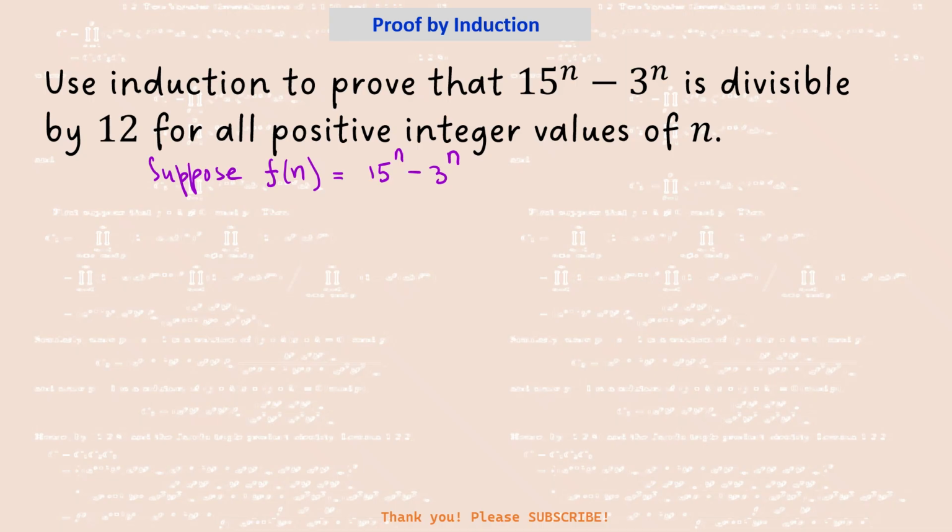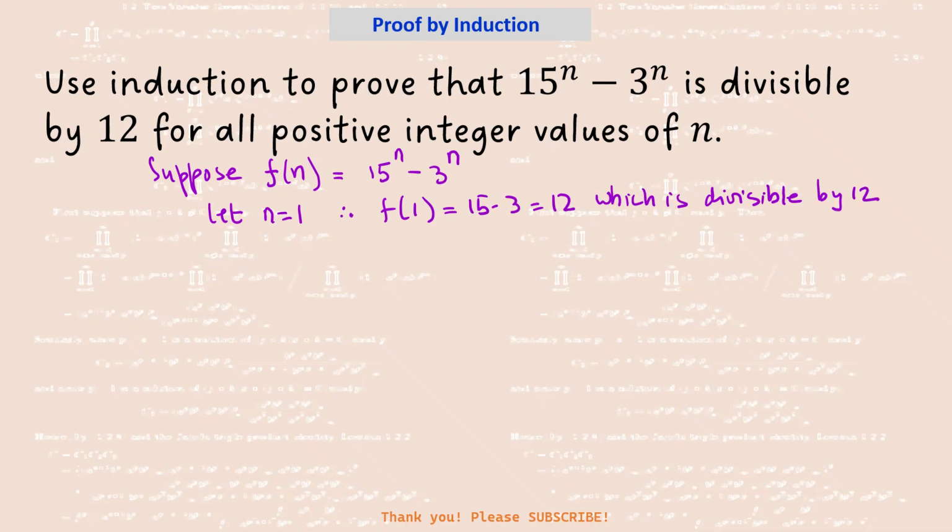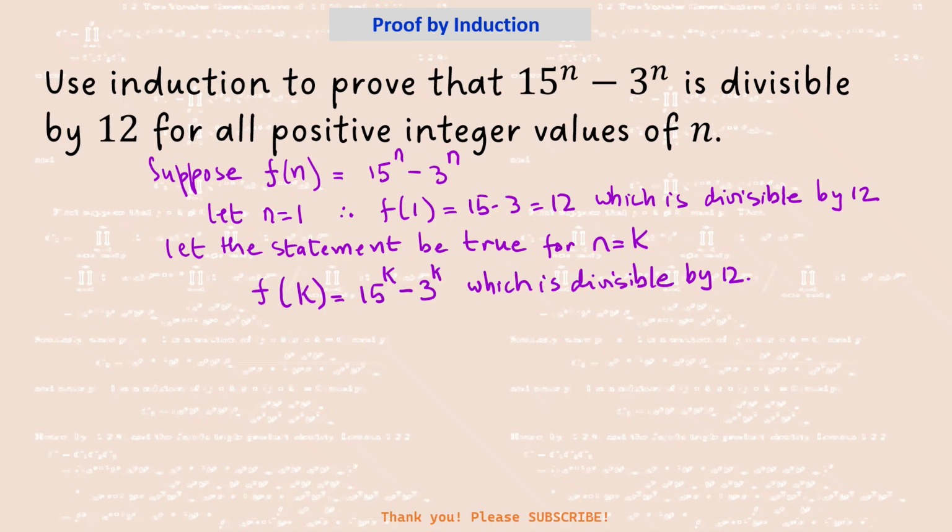So we assume that the function f(n) is 15 to the power n minus 3 to the power n. Suppose n is 1, then it would be 15 minus 3, that's 12, so it is divisible by 12, obviously. And then if n equals k, so let the statement be true for n equals k, then you would have it as 15 to the power k minus 3 to the power k.